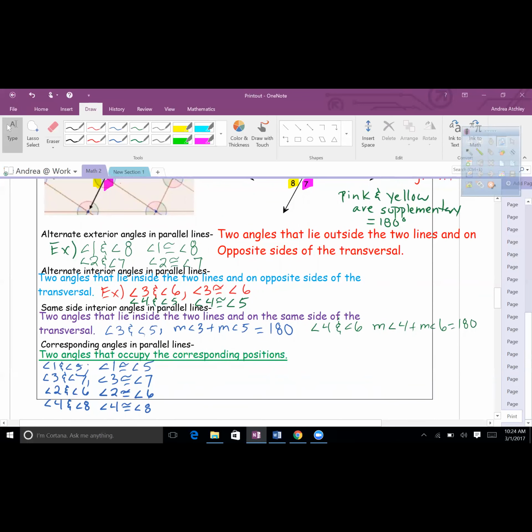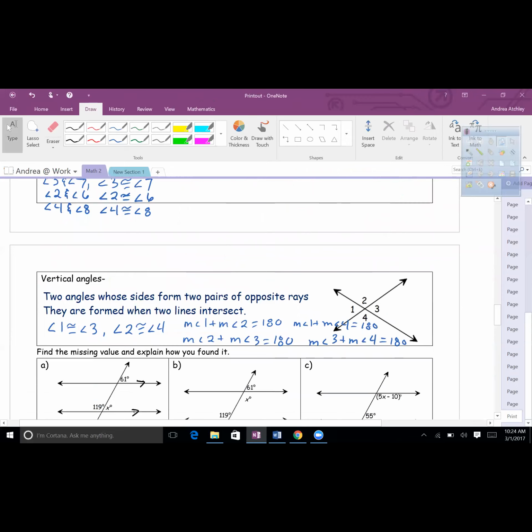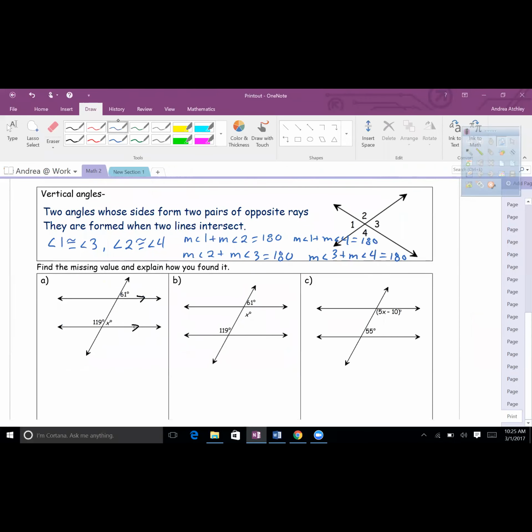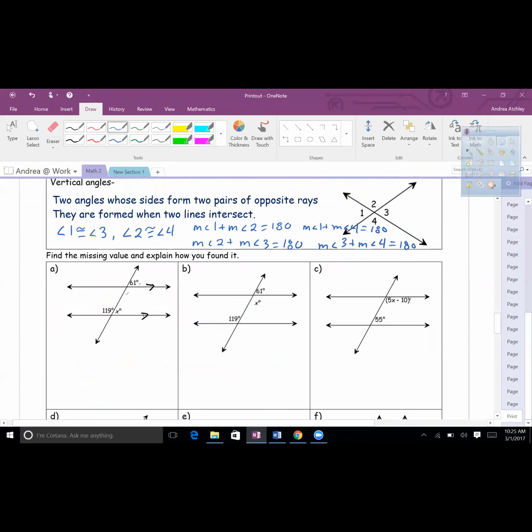Let's read. Two angles that occupy the same corresponding positions, and those are congruent. So they're equal to each other. Which makes sense. In parallel lines, it's going to be fairly easy. 61. Does x look like 119 or does x look more like 61? Right? This is really visual. It looks closer to 61, so x equals 61 degrees.